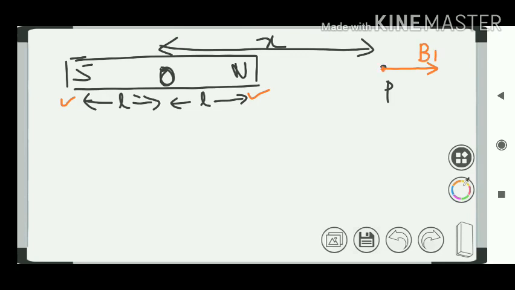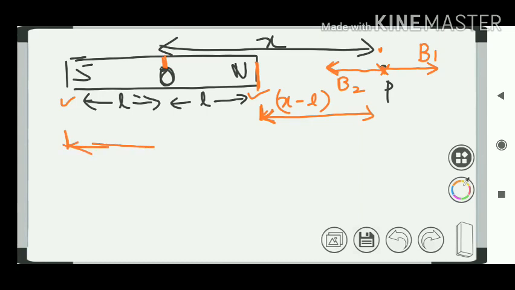Now at P, due to south pole, there will be a magnetic field. Let's say it is B2, but towards south, right? Magnetic field lines are always towards south. This is B2. So at P, there are two magnetic fields, which are B1 and B2, and they are in opposite direction. So before that, guys, what will be the distance of north pole from P? How much will be the distance? The total distance from the center to the point P is X, and from center to N, let's say this north, is L. So this distance will be X minus L.